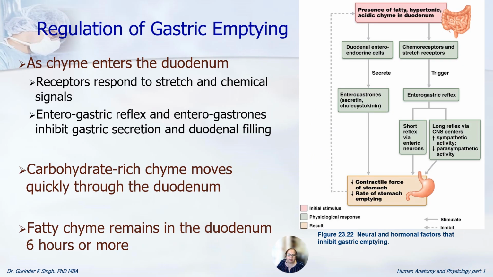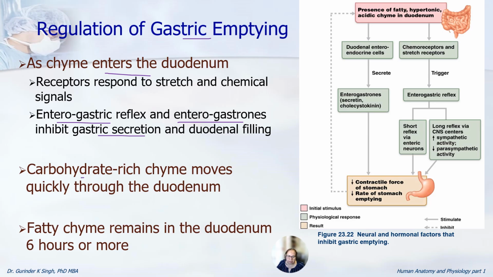Now let's look at what regulates gastric emptying. As the chyme enters the duodenum, the receptors inside the duodenum stretch, and the chemoreceptors detect low pH and so on. Then we have what we call the enterogastric reflex or enterogastrones. They will inhibit gastric secretions and also duodenal filling. So what factors affect this?